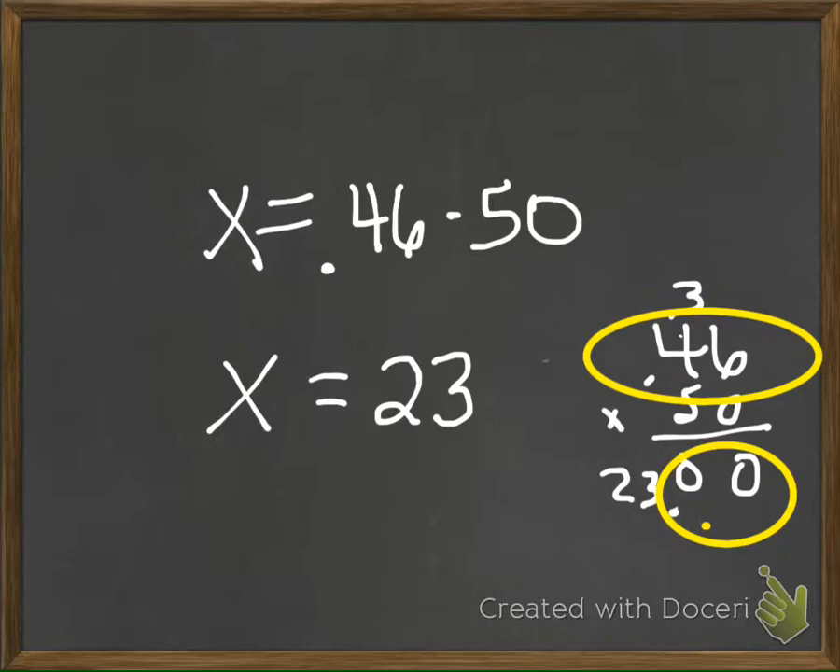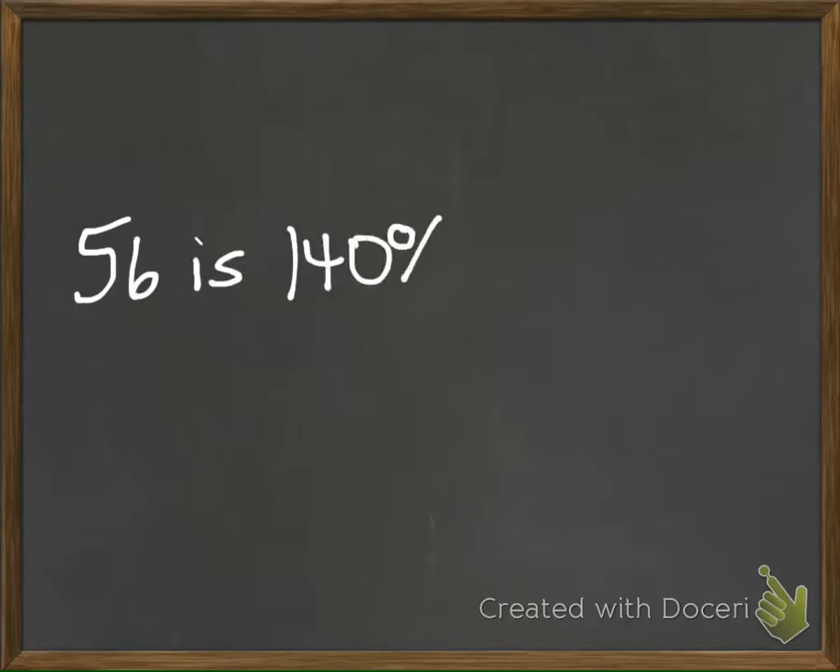All right, so what if they mix up the words a little bit? What if they don't have the variable equal a specific number like this one does? Because that actually makes it a lot easier because all you have to do is multiply the two numbers. So let's see if we have an example like 56 is 140% of what number?